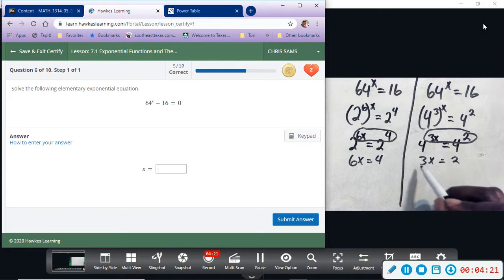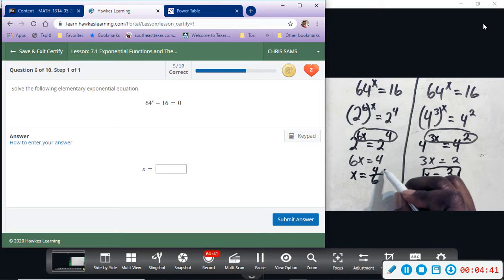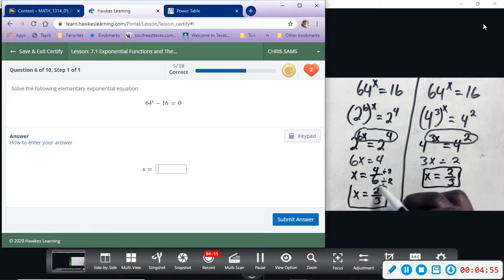Over here we just need to divide by 3, and we will get x equals 2 divided by 3. Over here we would divide by 6, and that would give us x equals 4 divided by 6. Both these numbers are divisible by 2. So divide them both by 2, and you still end up with x equals 2 over 3. No matter which way or which number base you choose, you get the same answer. So x is equal to 2 divided by 3.